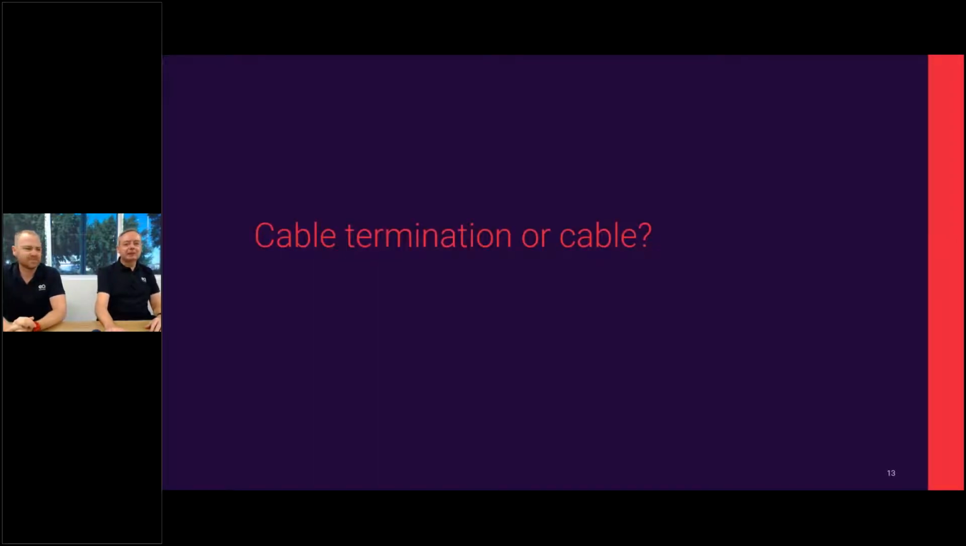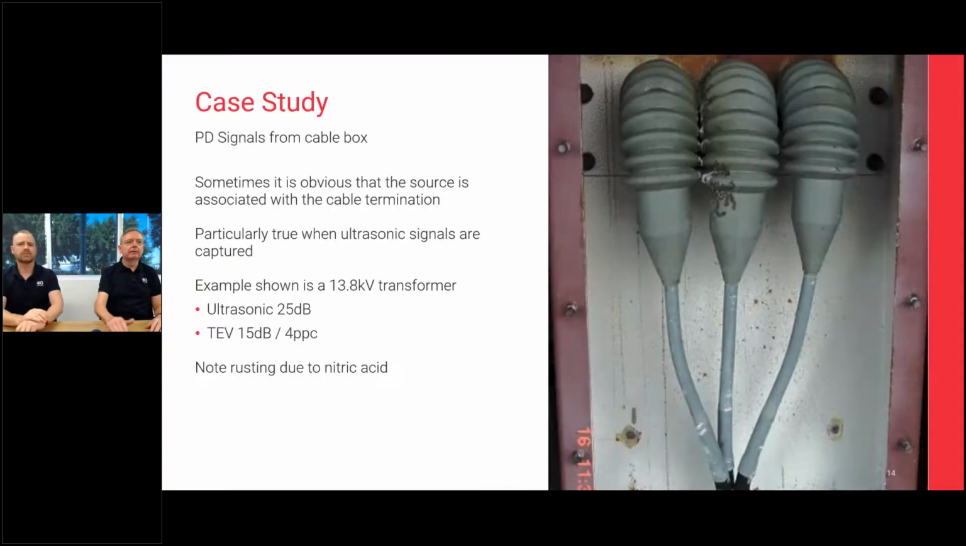Yeah. So cable terminations or cables, sometimes it's pretty obvious. In this particular instance, we've got a case study on a 13.8 kV transformer, and we've got ultrasonic coming out of that cable box. We can hear it. We've got transient earth voltage. We've got 15 decibels and about 4 pulses per cycle, quite a high rate of discharge for that. So we've got some component that's flashing over to earth.